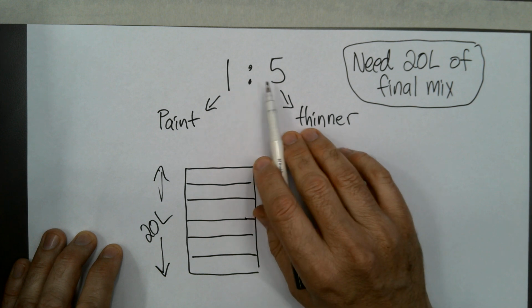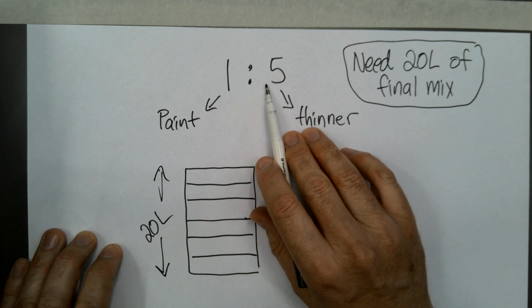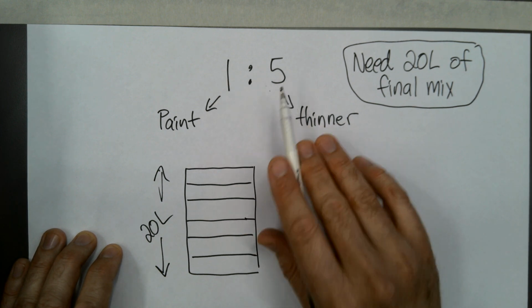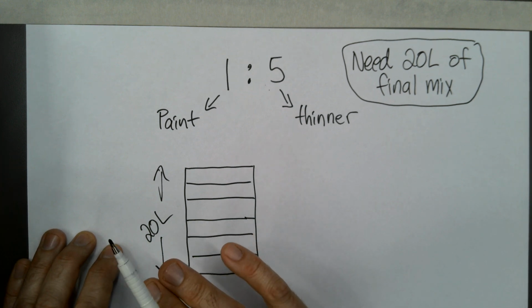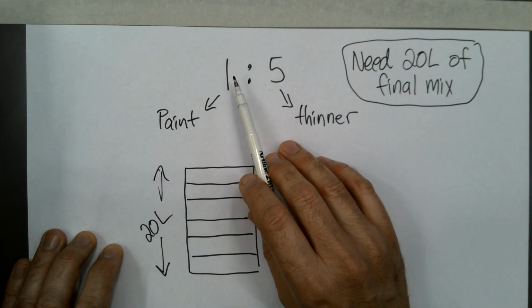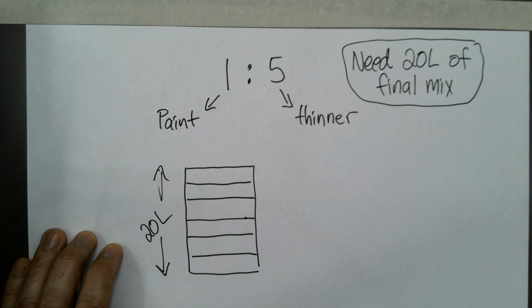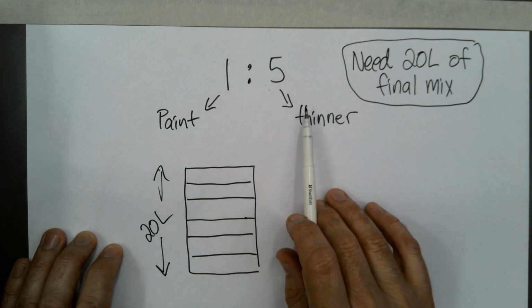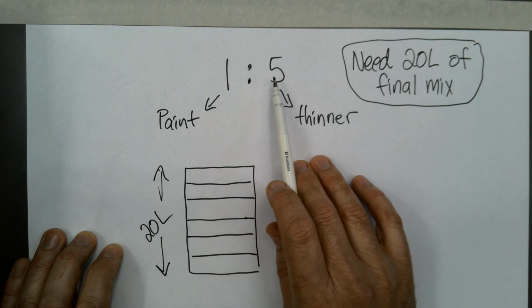Now, how many parts have we got altogether? The rookie mistake is to say, well, I've got 2 parts. There's the paint and the thinner. That is a big wrong, okay? You've actually got 6 parts there. 1 plus 5 is 6, okay? Not 2. Do not say things just have 2 parts. That's 2 ingredients, yes, but it's 6 parts.